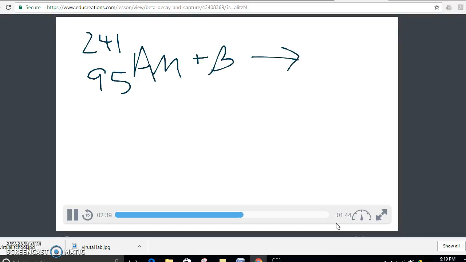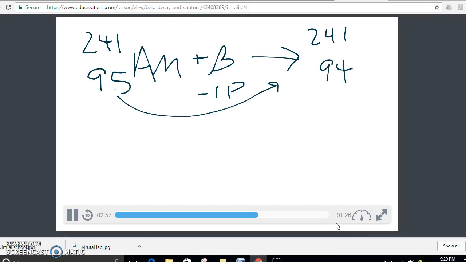So remember, when you gain a beta particle, your top number is going to stay the same. So I'm just going to go ahead and write that over here. But because I'm gaining a beta particle, that means I'm going to lose one proton. So 95 is now going to become element 94, and I don't have americium anymore, I now have plutonium.